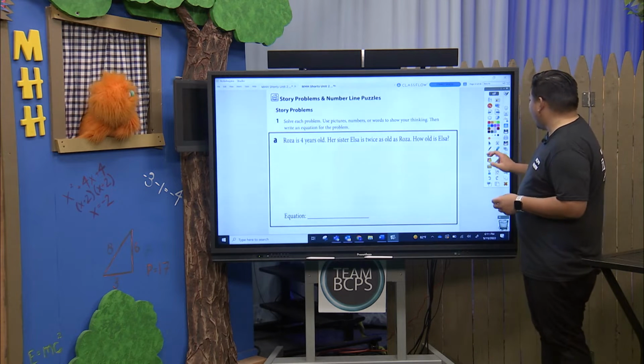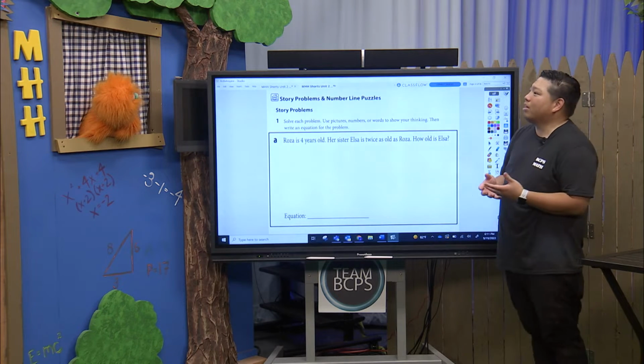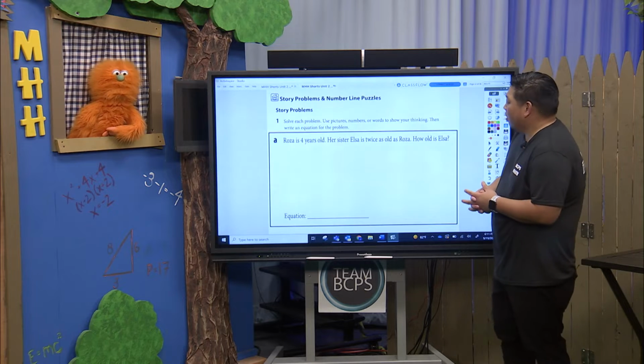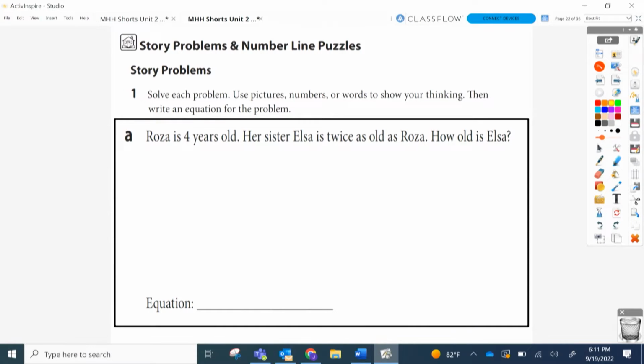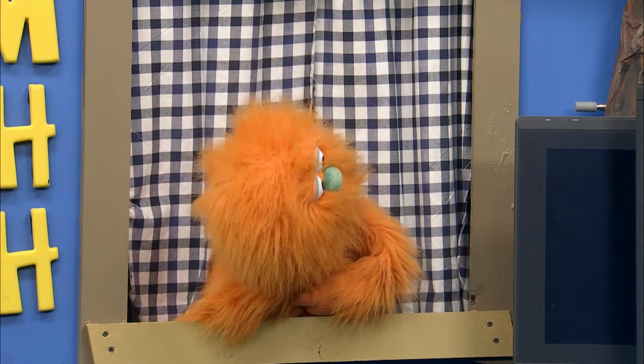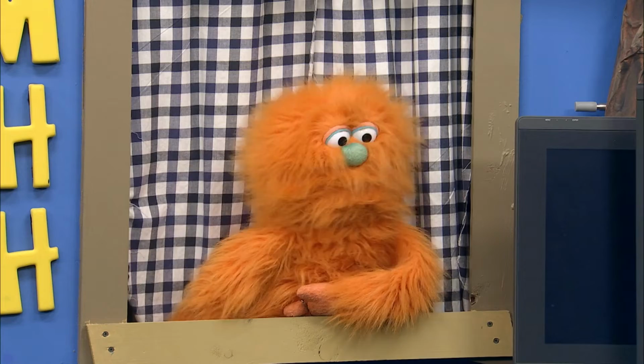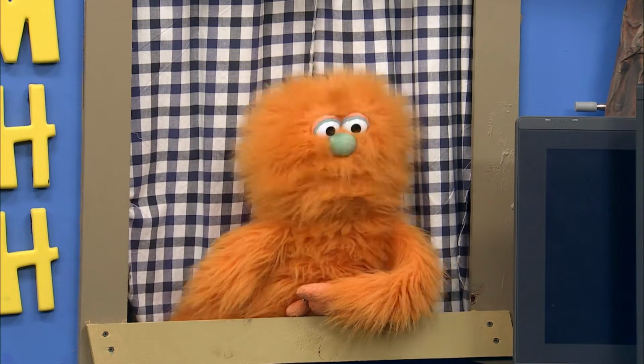Well, I think we should read the problem again, and this time let's figure out what important information we can use. Sounds like a plan. Rosa is 4 years old. Her sister Elsa is twice as old as Rosa. How old is Elsa? I think the 4 years old is very important. And then I see that word twice. Elsa is twice as old as Rosa.